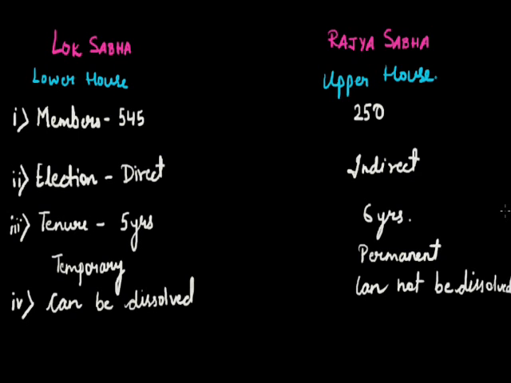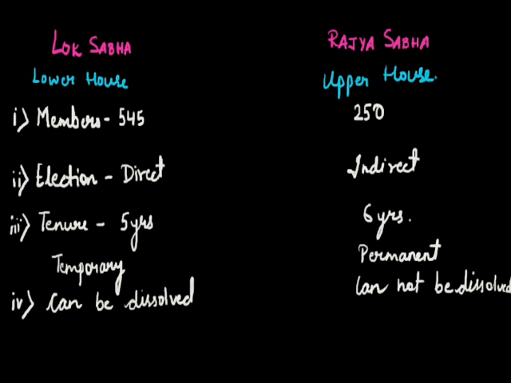The most important feature is that the members of the Lok Sabha are directly elected by the people. They have formed the government. So the Council of Ministers is controlled by the Lok Sabha only, and because they enjoy the majority support of the people, they hold more power in their hands.